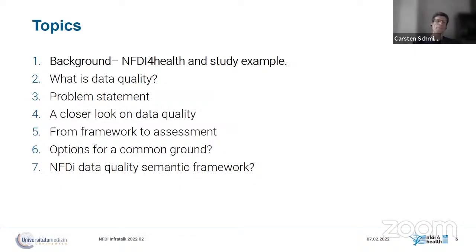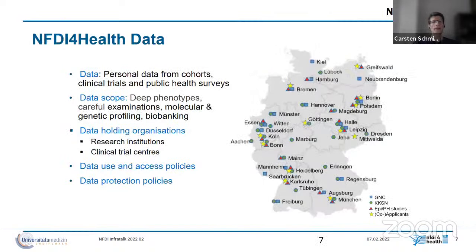So background. I am within the NFDI for Health, and I would like to illustrate a little bit what this means with person-related health data and also make a bridge towards a study example. NFDI for Health is about personal data from cohorts, clinical trials, and public health service. So it's observational studies, but it's also experimental studies, not experiment in the sense a chemist would see it in chemistry, for instance, but rather you have a random allocation of subjects, and then this would be an experimental design.